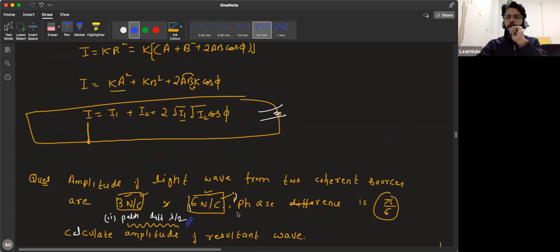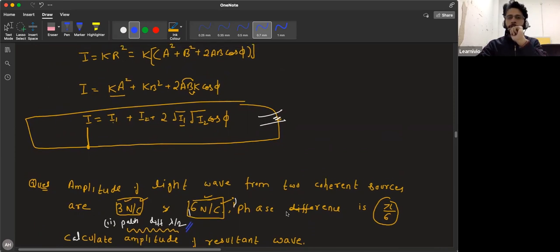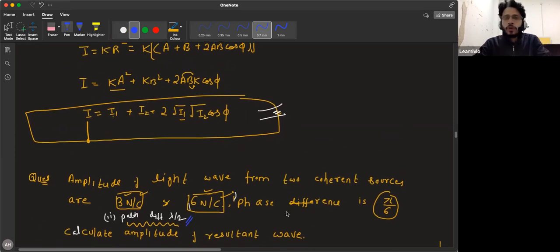So this is the numerical that you have to solve. The formula that you will use in this numerical is the same, a squared plus b squared plus 2ab cos phi. Do it now. Solve it and write your answer in the chat. If you can't solve this numerical, then it's very tough to move forward. All other concepts that we'll do today will depend upon this numerical basically.